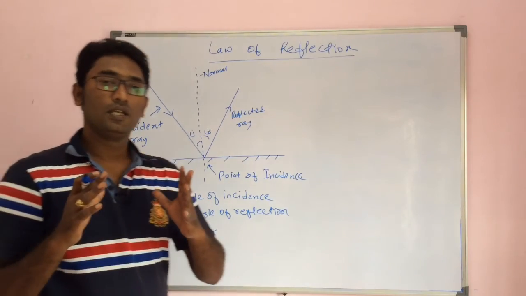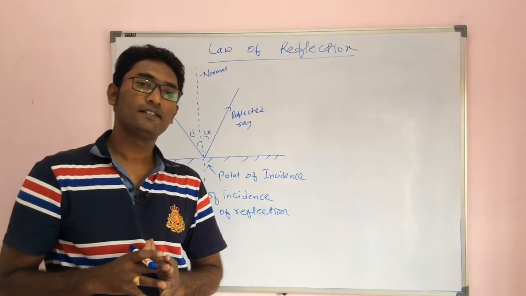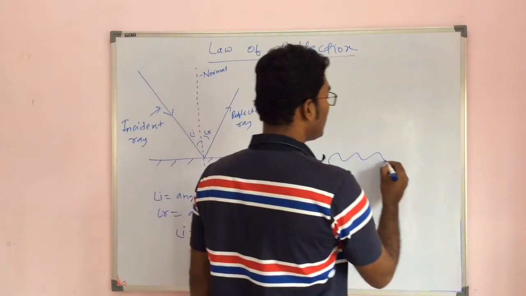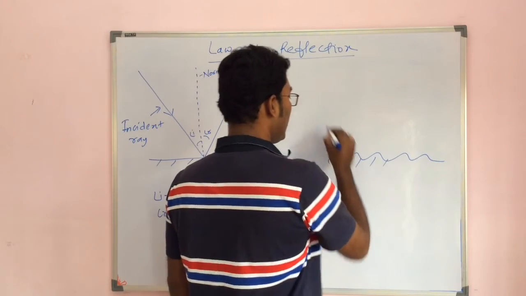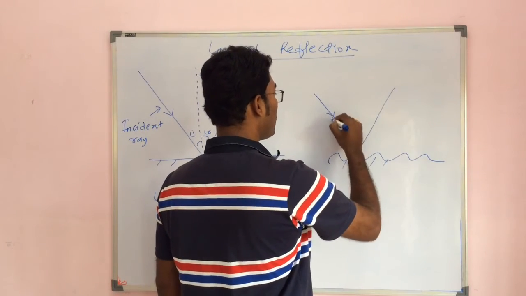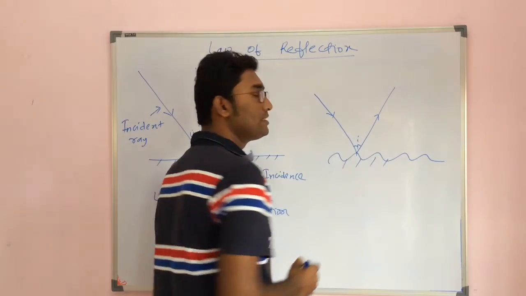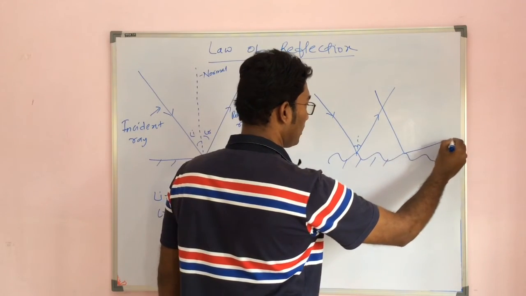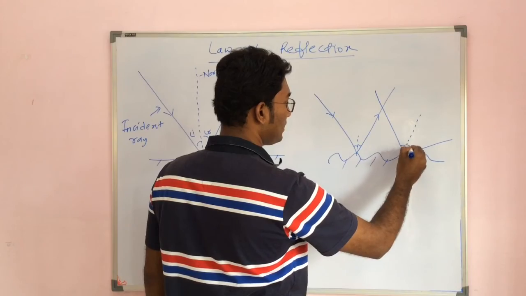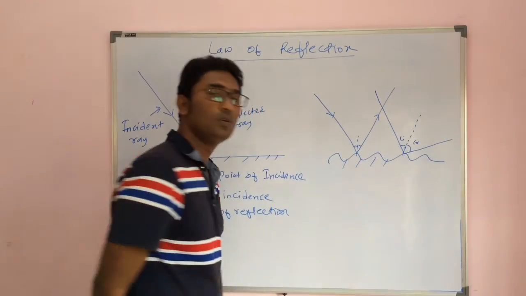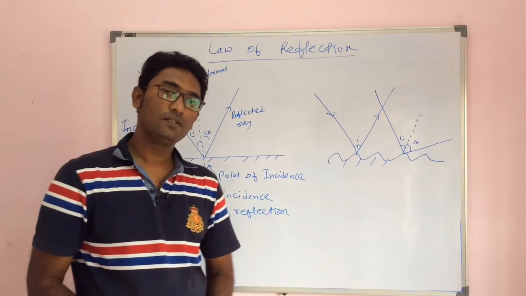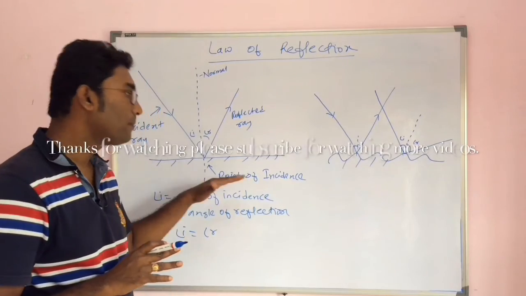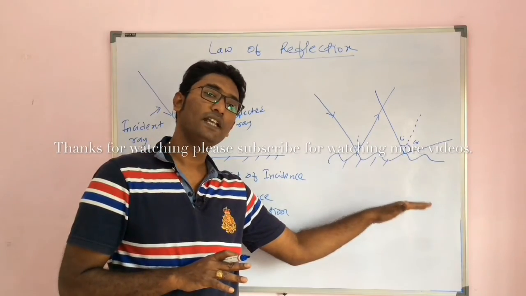Now there is one more thing that you need to remember: the law of reflection is obeyed not only on the plane surface but also on irregular surfaces. For every angle of incidence, the angle of incidence is always equal to the angle of reflection. Suppose this is the angle of incidence, then this angle is always equal to this angle. So dear students, please remember, the law of reflection is obeyed not only on the plane surface but on every irregular surface.